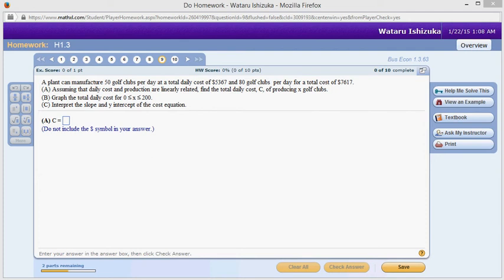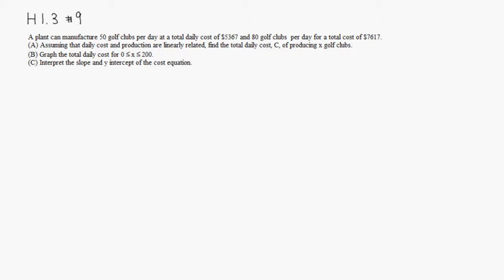All right, let's look at homework 1.3, problem number 9. A plant can manufacture 50 golf clubs per day at a total daily cost of $5,367, and 80 golf clubs per day for a total cost of $7,617. All right, so let's answer part A. Assuming that the daily costs and the production are linearly related, find the total cost C. So let's do that.